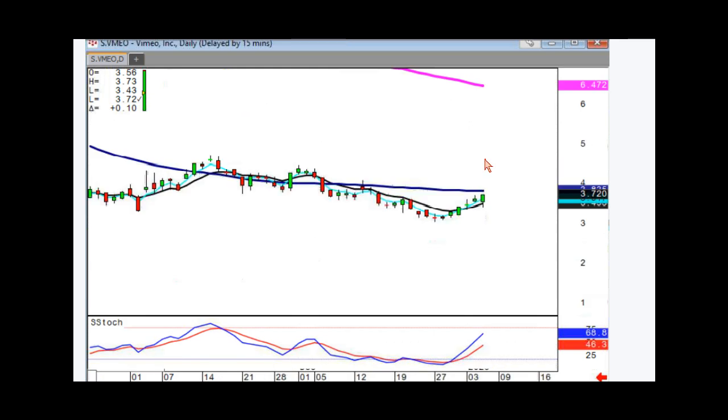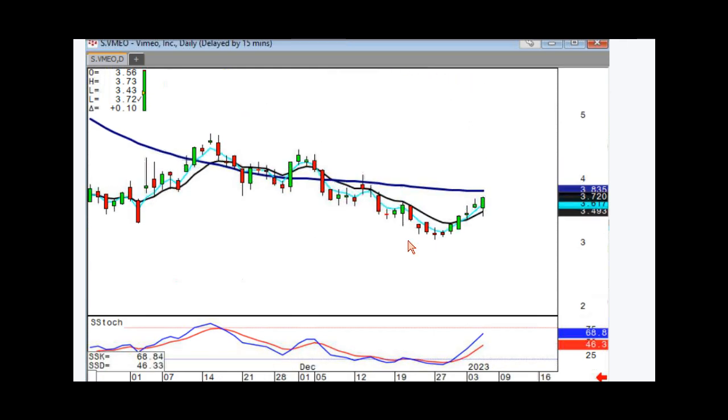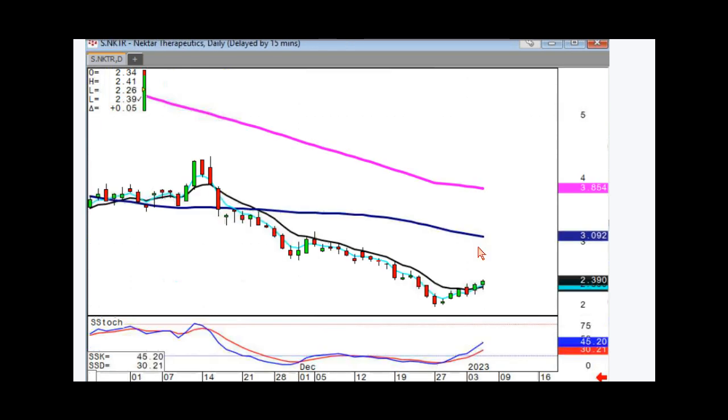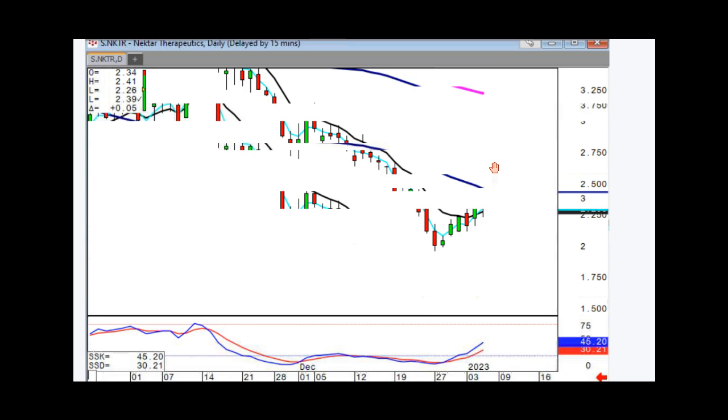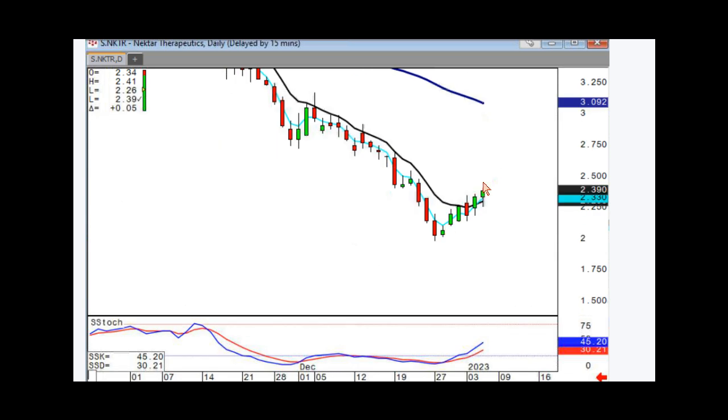BMEO. It's all right. Obviously, you have to wait to see what happens once it gets here to the 50. And NKTR, same thing. That's all right also, because there's your Morningstar best friend up through the T-line. You stay long with a safety stop below the T-line.